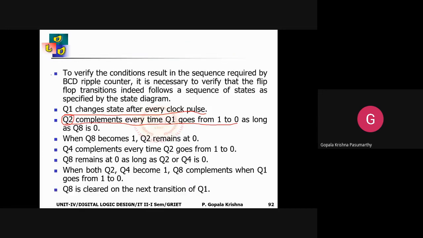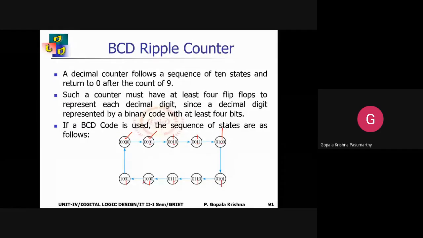See the logic. I am writing a logic for the second flip flop, that is called Q2. Q2 complements every time when Q1 goes from 1 to 0 as long as Q8 is 0. When Q8 becomes 1, Q2 remains at 0. Let us first think of this point. What did I write here? Q2 remains at 0 when Q8 is 1. See, Q8 is here 1 and Q8 is here 1. So that's why my Q2 is 0. Means my Q2 remains 0 when Q8 becomes 1.